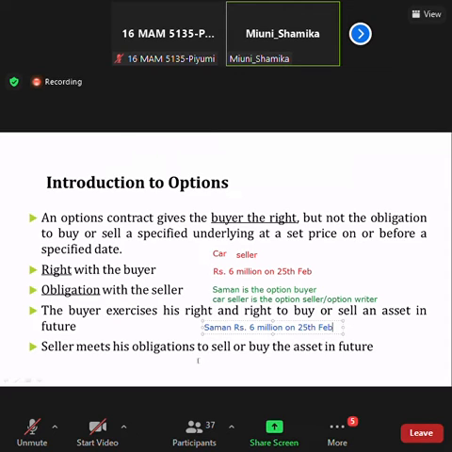So in this situation, now someone is the one who offers. So in this situation, car seller is the option buyer and someone is the option seller or option writer. The one who writes the option, or the one who sells the option. Right? So in this second scenario, who has the right and who has the obligation?